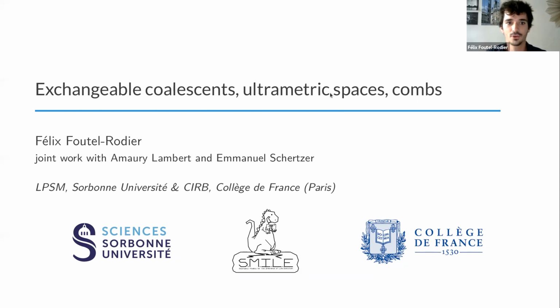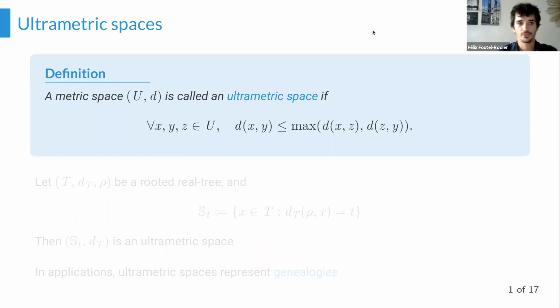So what I'm going to talk about is some not so recent work that I did with both of my former PhD advisors, who are Amaury Lambert and Emmanuel, who just talked an hour ago. And it's mainly going to be about those three objects, which, as you will see, are actually three ways of representing a genealogy. Okay, so let me start with the first one.